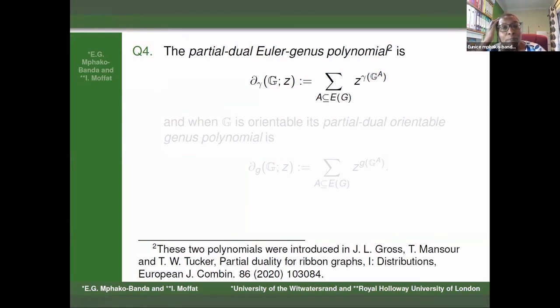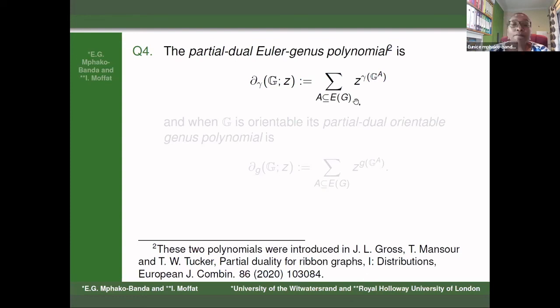We'll talk about this. The partial dual, we are introducing now a polynomial. These polynomials were introduced by Gross, Mansfield, and Tucker. You can find here on the footnote the name of the article in which it was published. So they introduced a polynomial which we call the partial dual Euler genus polynomial.